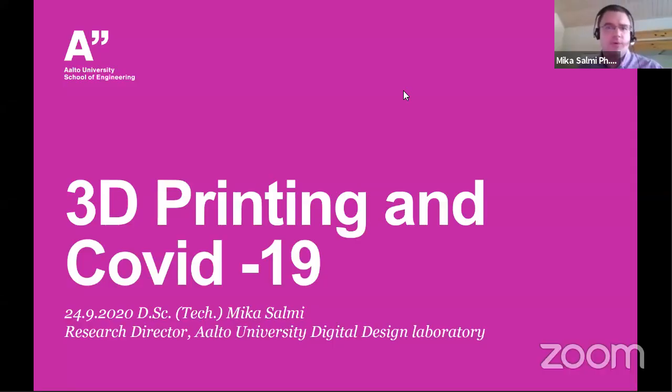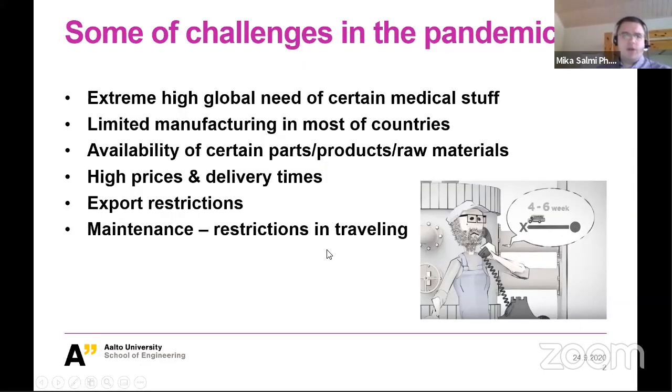If you look at the current challenges, some of this has already been mentioned, but basically, at least in the spring, there was a really high global need for certain medical supplies. And those factories were located in just a couple of countries, and for some supplies, those countries were suffering the most from COVID. So there was limited manufacturing because some of those factories were closed.